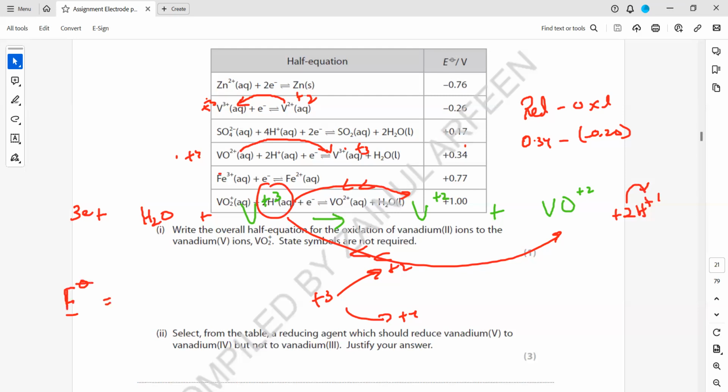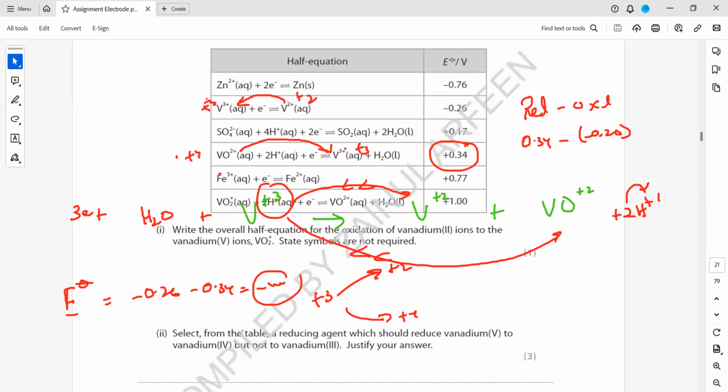According to cell voltage, what is the formula here? Plus 3 is converting into plus 2. So what is the voltage? That is minus 0.26. So we write minus 0.26. And here plus 3 is converting into plus 4. If a plus 4 converts into plus 3, the voltage is positive. But if a plus 3 converts into plus 4, the voltage should be negative. So we write negative 0.34. So when we write both of them as negative, we get a negative answer. It means the reaction is not feasible.